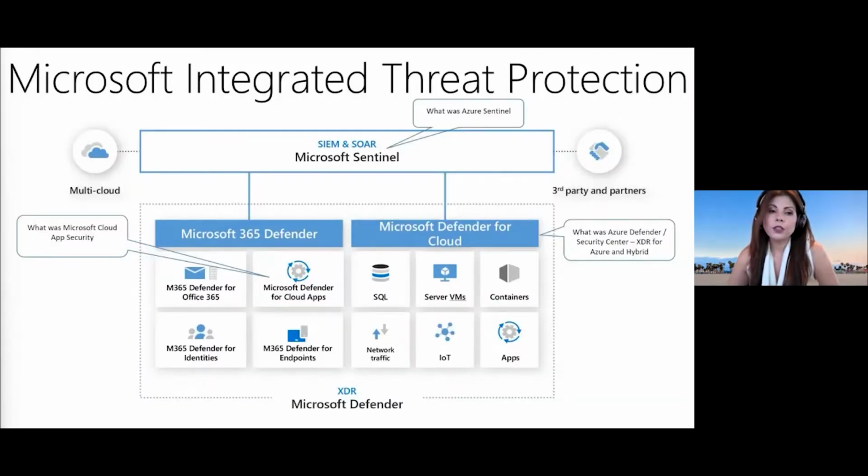I just want to mention this slide as well. There were some announcements made a few weeks ago on Ignite. Some of our products have been renamed. Azure Sentinel is now called Microsoft Sentinel. Microsoft Cloud App Security, formerly MCAS, is now called Microsoft Defender for Cloud Apps. Azure Defender and Azure Security Center are now called Microsoft Defender for Cloud.